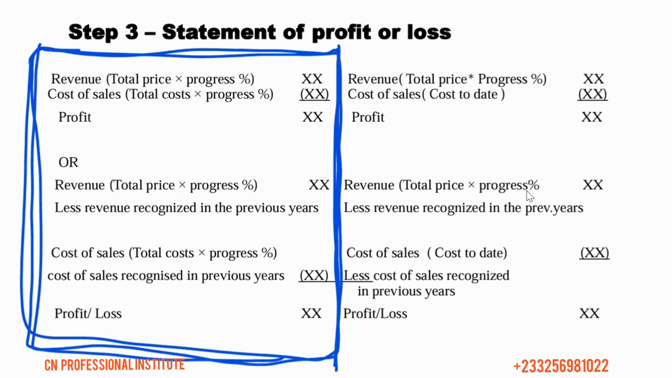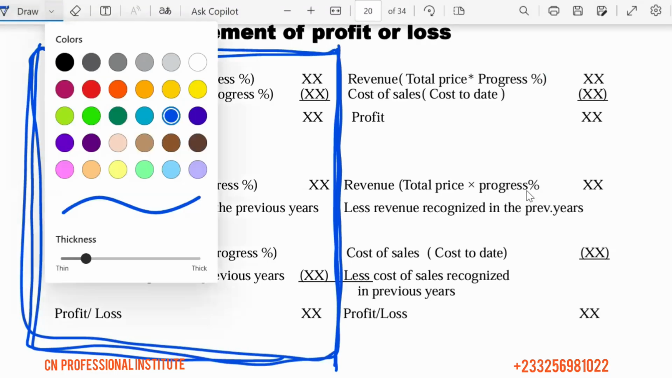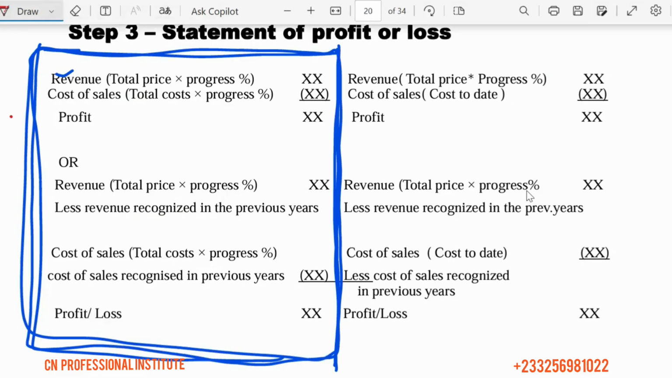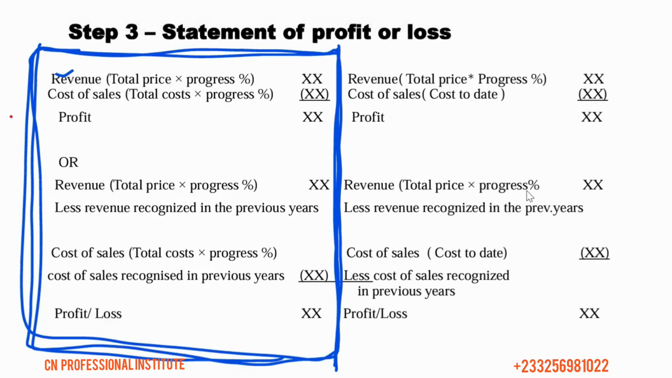We did the progress. When you get the progress, the first one, come and apply the progress here. Multiply the progress by the total contract price, and that gives you the revenue. Are you following? And that'll give you the revenue to recognize.